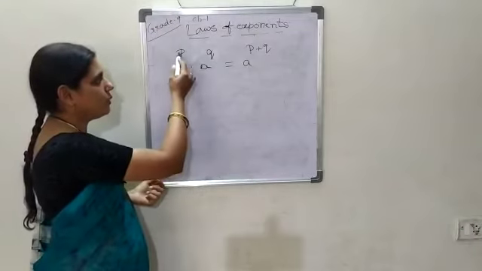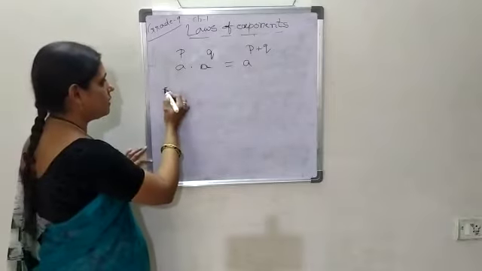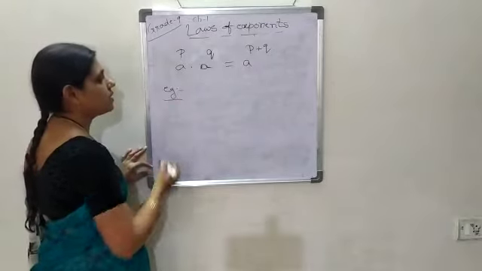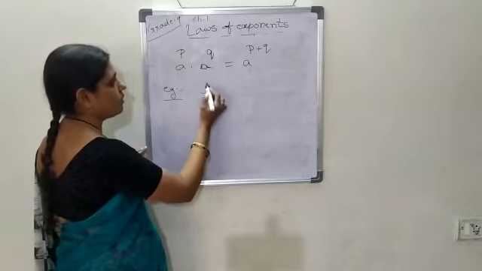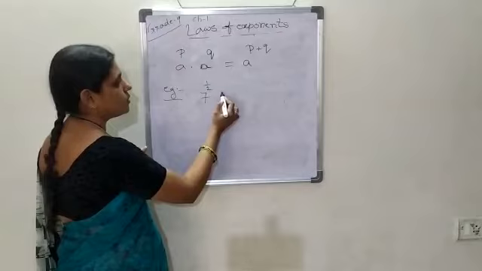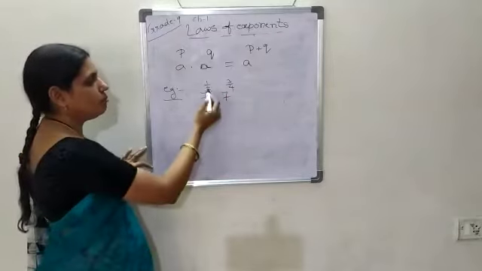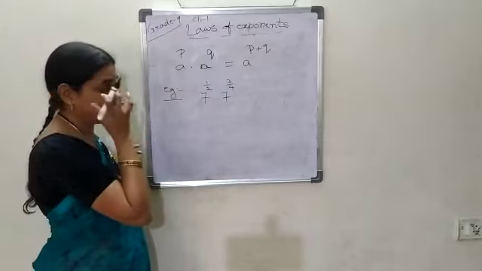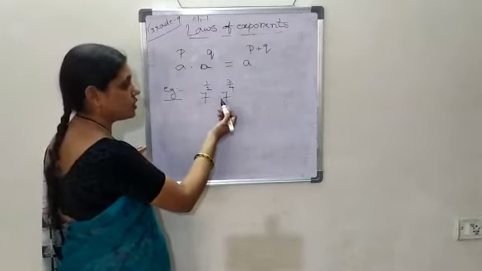So here a power p into a power q equal to a power p plus q. Just here we will see one example for this. I want to take 7 to the power 1 by 2 into 7 to the power 3 by 4. So here p and q are any two rational numbers and 7 is any real number, actually a positive real number.